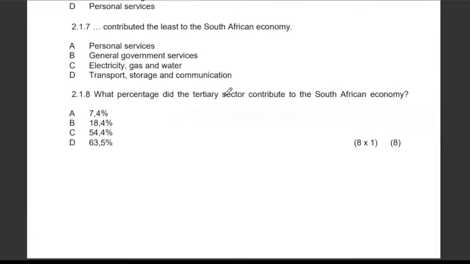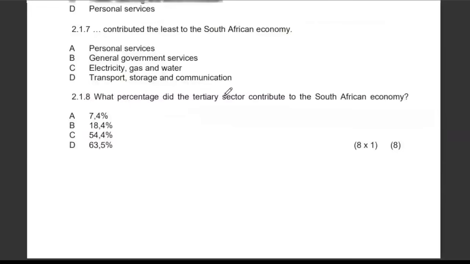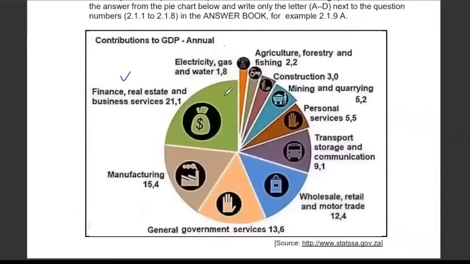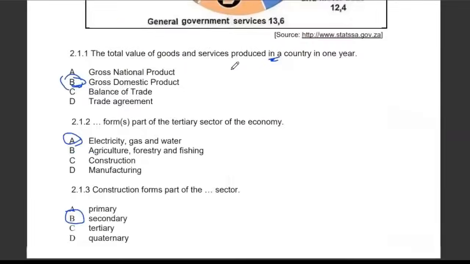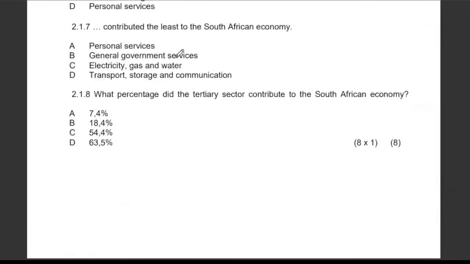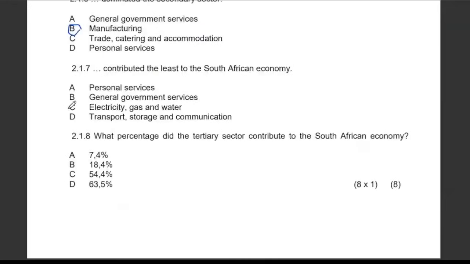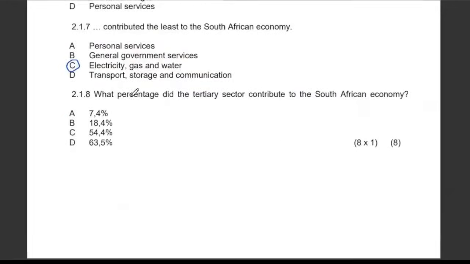217, dash contributed the least to the South African economy. What contributed the least? If we go here, we check the least figure among them all. Automatically it is this one, 1.8. Electricity, gas, and water is only 1.8. The others are 2.2, 5.2, 5.5. They are all bigger than 1.8. So electricity, gas, and water is the least, at C. That's the correct response, number 217. Right, move on to 218.